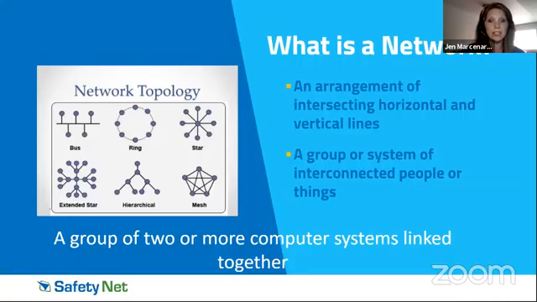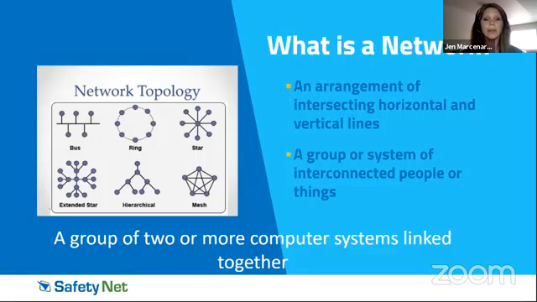We're going to dive into the different layers of IT. But first, I want to define the word network because I think I've already used it and I'm going to use it again. So it's important to know what a network is and what it means. If you pull up the word network in a dictionary, it's going to say an arrangement of intersecting horizontal and vertical lines, and it'll also say a group or system of interconnected people or things.